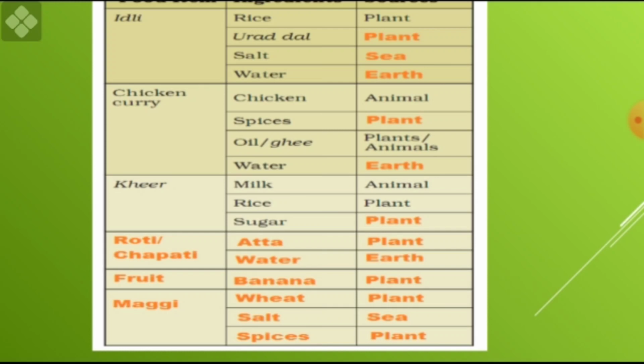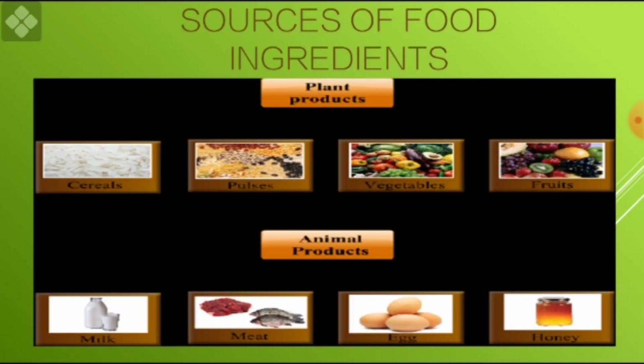So the next food item is Maggi. For Maggi we require wheat, which is a plant source. Salt we get from the sea. Spices we get from plants. So moving on, sources of food: the plant products are cereals, pulses, vegetables and fruits. The animal products such as milk, meat, egg, honey, fish and all these things are the animal source.